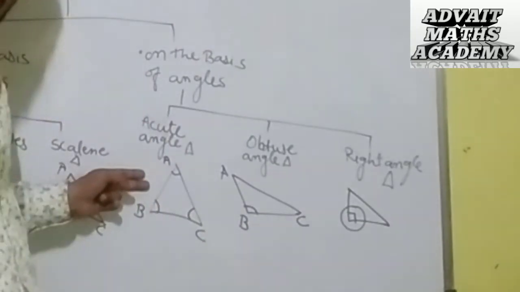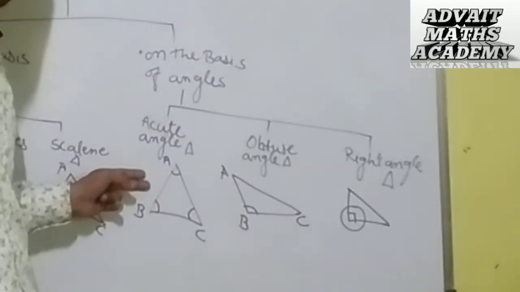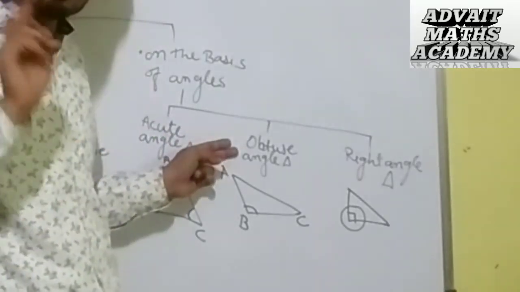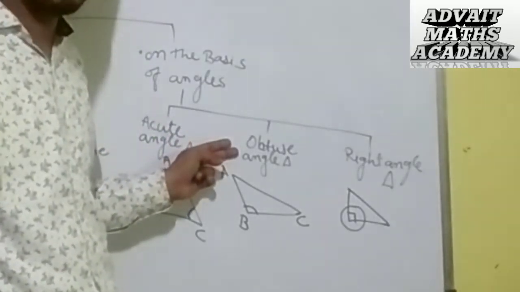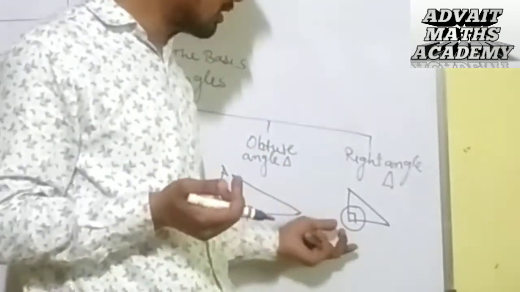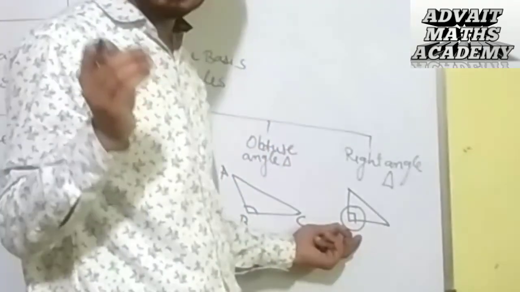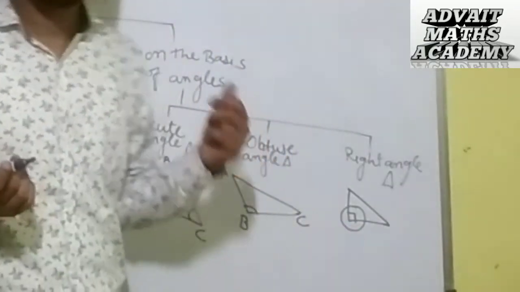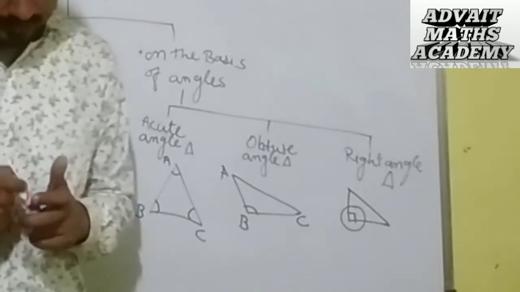Acute angle triangle, all angles are less than 90 degrees. Obtuse angle triangle, one of the angles is greater than 90 degrees. And right angle triangle, one of the angles is exactly 90 degrees. This is the classification of triangles.